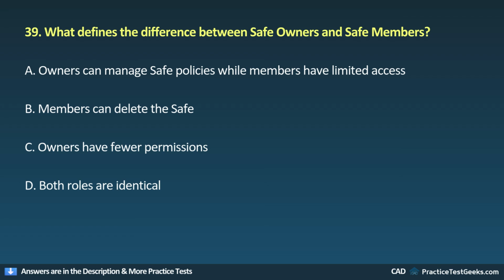39. What defines the difference between safe owners and safe members? A. Owners can manage safe policies while members have limited access. B. Members can delete the safe. C. Owners have fewer permissions. D. Both roles are identical.